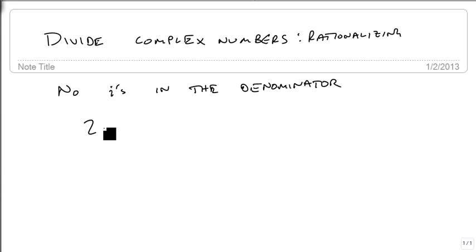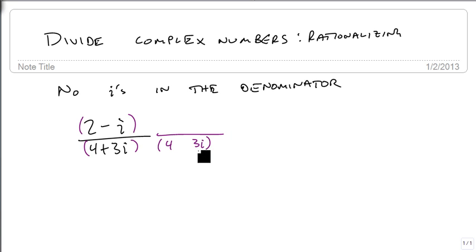Suppose we have 2 minus i over 4 plus 3i, and we want to get rid of that radical. We do not like that radical. So what we want to do is find its complex conjugate. So we look at the bottom, and we copy the numbers, and we change the sign, so it becomes a minus sign instead of a plus sign. Then we're going to practice our FOILing.